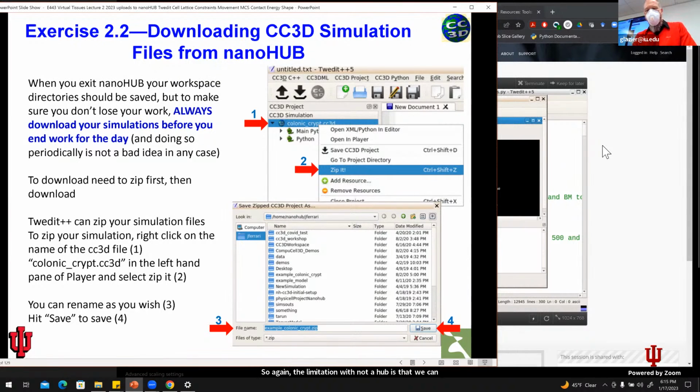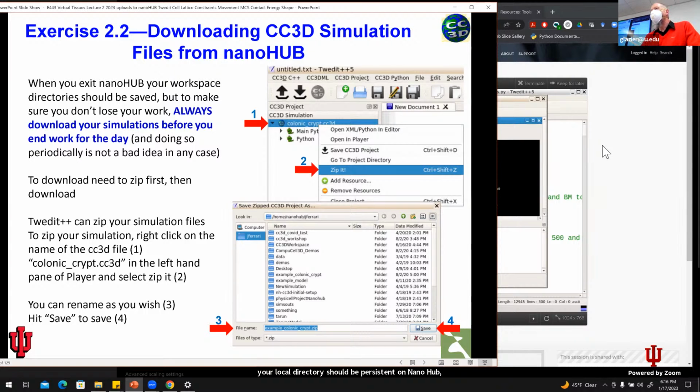And so if we're going to write a simulation on nanoHUB and we want to save it to our local machine, in Twittit, and this is important, in principle, your local directories should be persistent on nanoHUB, but I can't absolutely promise you that they will be there.